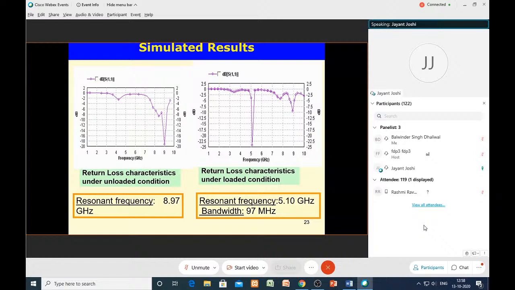See, these are the measured results. This particular rectangular microstrip patch antenna is resonating at 8.97 gigahertz. See the simulated results; here I have used the IE3D simulator. The antenna is resonating approximately at 9 gigahertz, that is 8.97 gigahertz. When I make the cut and place the metamaterial splitting over there, the antenna is resonating at 5.10 gigahertz with a bandwidth of 97 megahertz. So these are my simulated results. If the simulated results are in good agreement, then go for the fabrication.